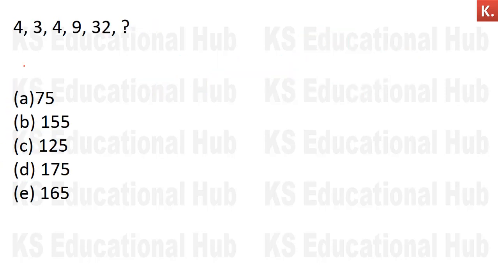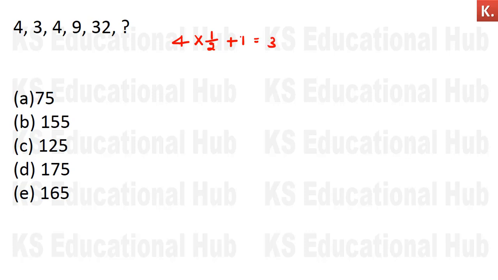Here is the third question: 4, 3, 4, 9, 32, question mark. I am going to write the series once again here. So how can 4 be made as 3? To make 4 as 3, I am going to multiply 4 by 1/2. So 4 into 1/2 is equal to 2. 2 plus 1 is equal to 3.